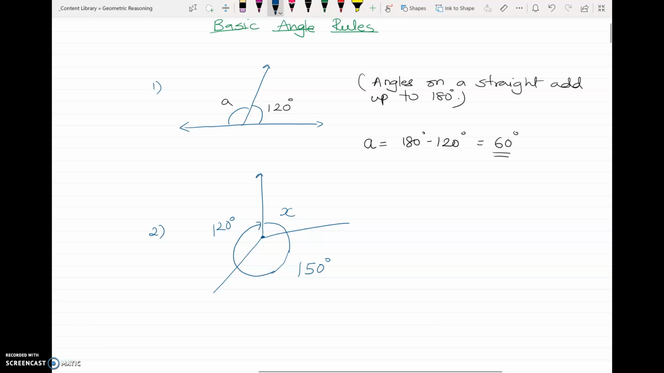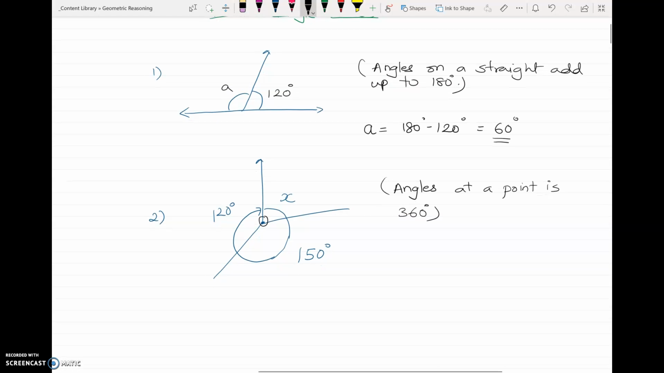So the rule that we have for a point is this: angles at a point add up to 360 degrees. Now if you want to write the short form of that, you can write it like this: angles at a point is 360 degrees. This is our second rule.